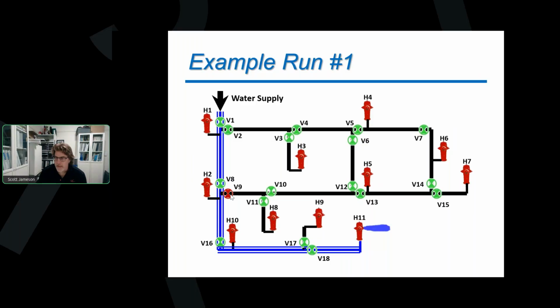Now looking at this again, I might say, the water for everyone in this loop is going to go past valve number 2 here, and it's going to loop all around and feed all these people. The people on this loop are not even going to notice that I'm flushing.